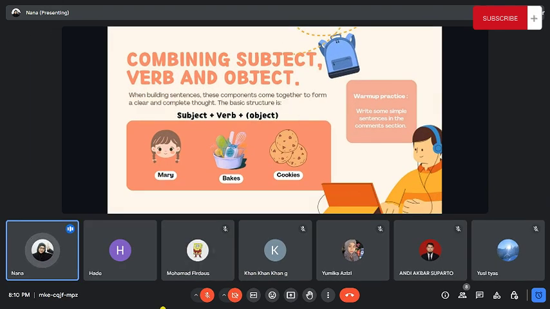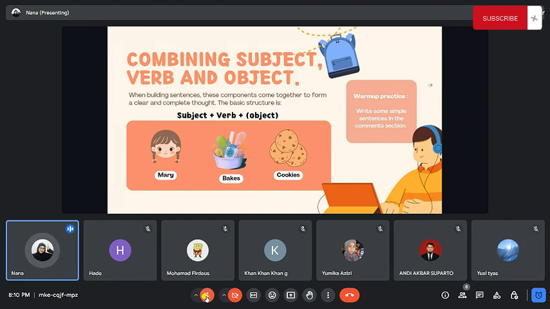And also the last one. Can you give one simple sentence, please? I buy food. Okay, which one is which? I is the subject, buy is the verb, and food is the object. Okay, thank you so much.